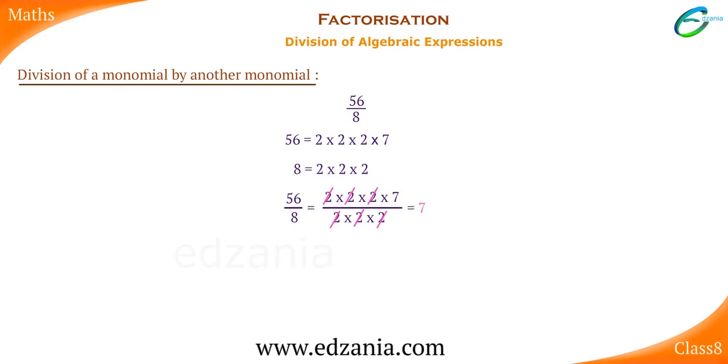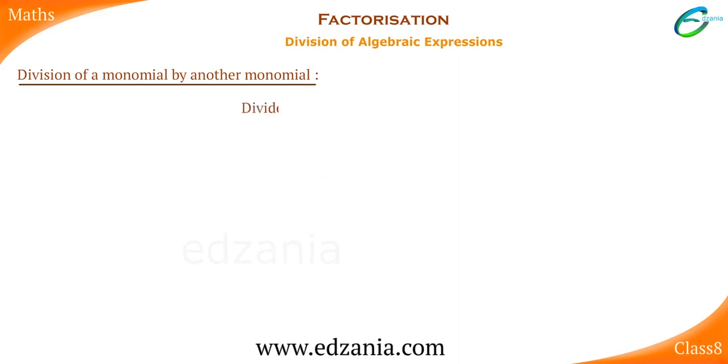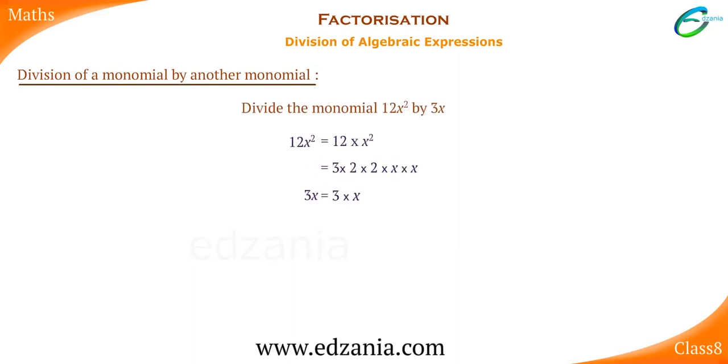Similar to how we divided the whole numbers, we can divide the monomial by another monomial. Let's divide 12x squared by 3x. Now, first factorize the two monomials into their irreducible factors. Divide the two monomials and cancel the common factors in between them. Hence, we get the result as 4x.